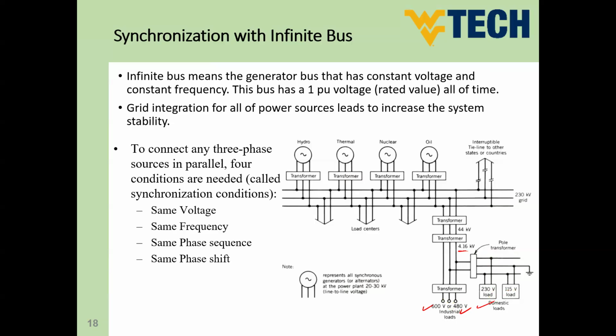So for the time being, guys, the bus bar that would be used to connect all of these generators is called infinite. It's called the grid. And we would have one main bus bar as the infinite bus. So the infinite bus definition is constant voltage, constant frequency.